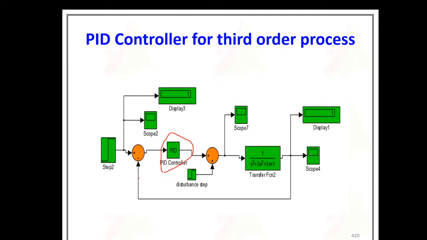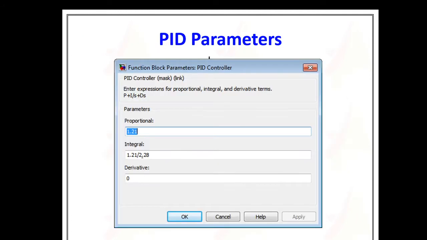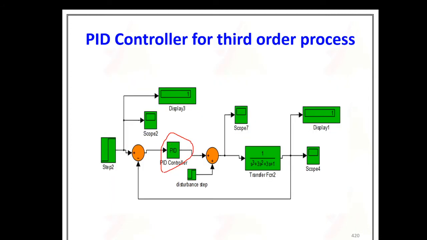By trial and error you can also put the Kp and Ki here. Up to some extent it works. Otherwise, some tuning methods are available in Matlab also, in the control system toolbox. I hope you studied the Ziegler-Nichols tuning, coherent tunings, like that. So by using the tuning methods, you can find the Kp and the integral values and put them here.